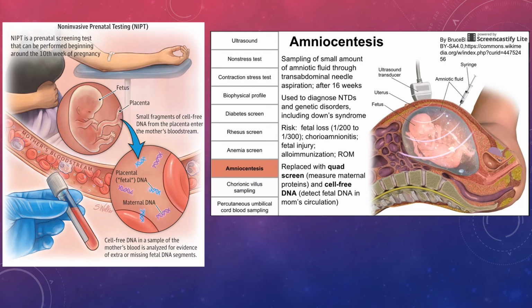What are the risks of doing this test? There can be a fetal loss of 1/200 to 1/300. Chorioamnionitis, that is infection, there can be chances of infection, and there will be chances of fetal injury, that is injury to the fetus. Alloimmunization or ROM.